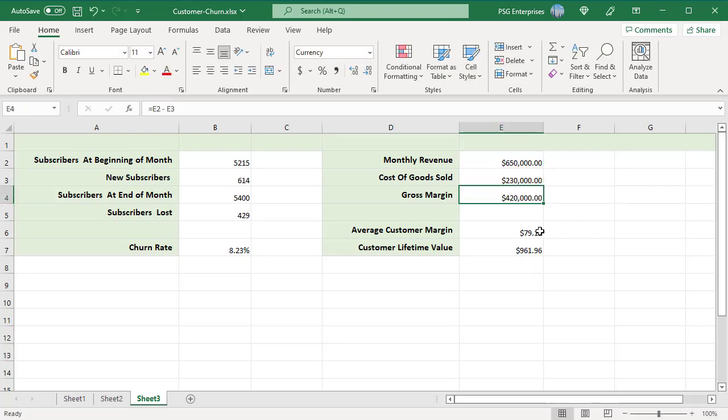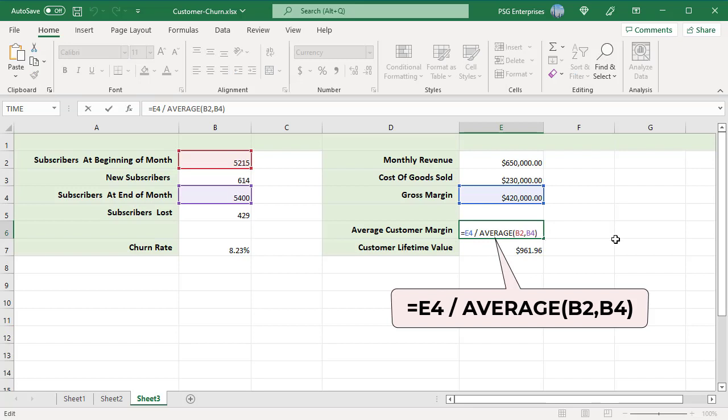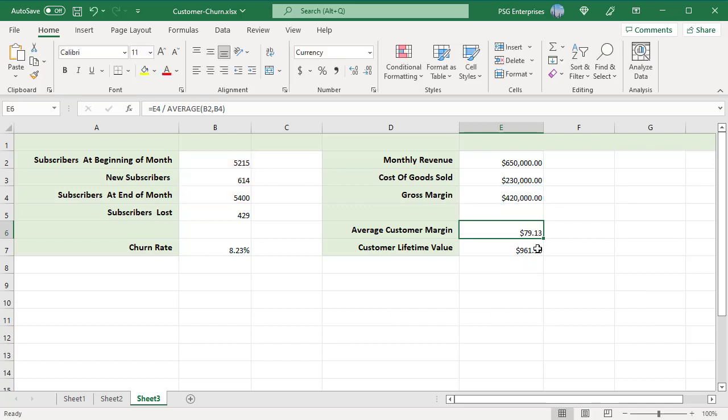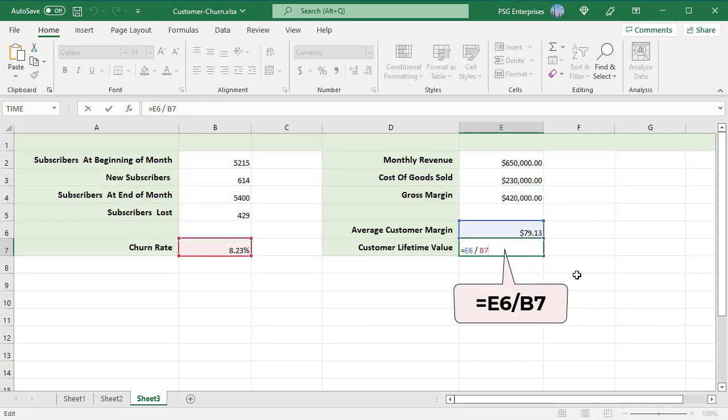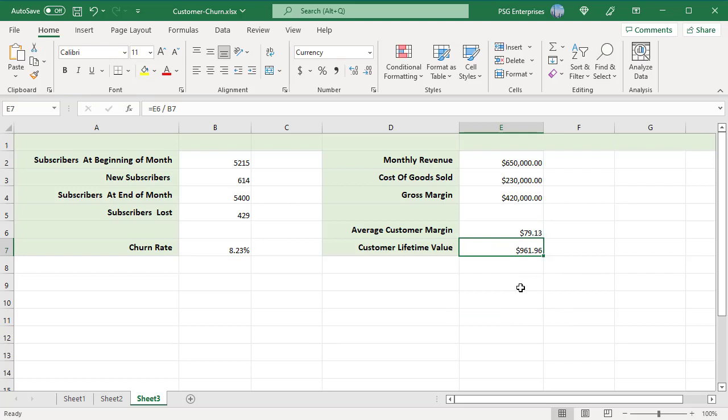Calculate the average customer margin by dividing the gross margin by the average number of customers for the month. Because the gross margin was earned over the month, you must divide by the average number of customers instead of either the beginning or ending customer count. Calculate the CLV by dividing the average customer margin by the churn rate. In this example, each customer will contribute an estimated $961.96 over their lifetime.